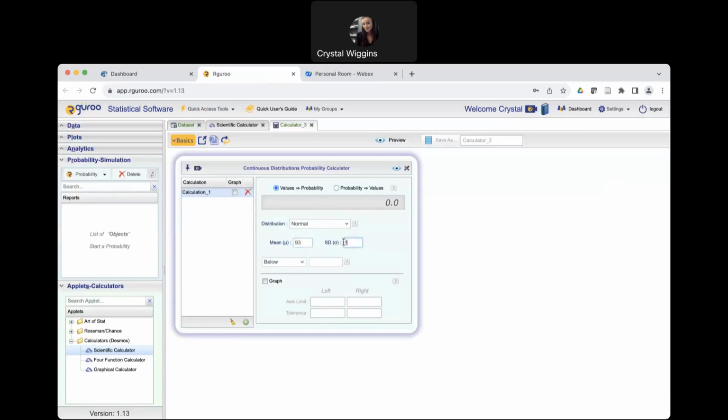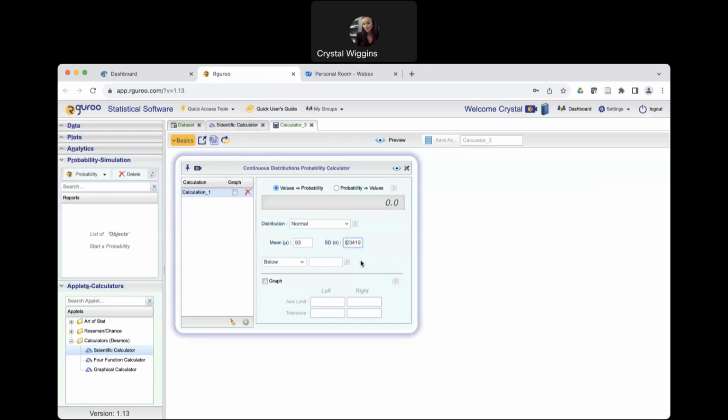Now I am going to hit Control V if I'm on a PC or Command V if I'm on a Mac to paste that standard error that we calculated in the scientific calculator. Notice that our Rguroo does not specify whether we are calculating probabilities on a single item or whether we are calculating a probability of an average of a group of items. The only way to have that calculated correctly is to calculate the correct standard deviation separately and then paste it in here.